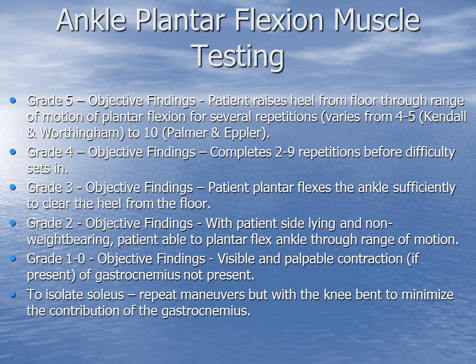Palmer and Epler describe a grade 2 as having the examinee in the gravity eliminated side lying and non-weight bearing position, with the examinee able to plantar flex the ankle through complete range of motion. And grade 0 is no visible or palpable muscle contraction noted. And again, depending upon your needs or your findings, you can isolate the soleus muscle by minimizing the impact of the gastrocnemius muscle with the knee in flexion. But in general, to test the strength of the entire ankle plantar flexor complex of muscles, we would do that with the knee in full extension.